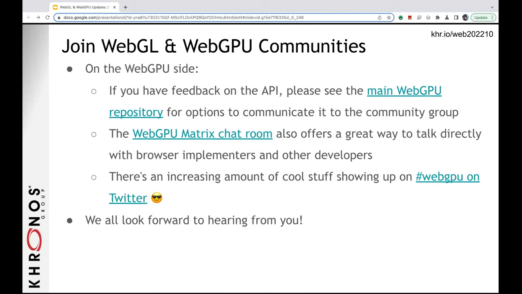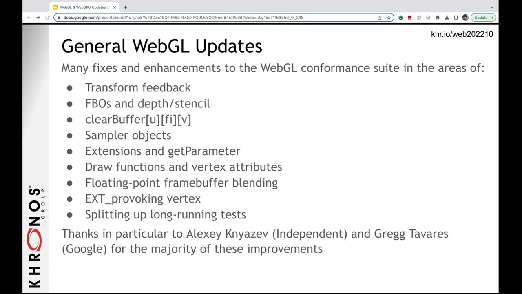Now, on the WebGL side, we have some general updates. There have been many fixes and enhancements to the conformance suite in the past couple of months, especially in the areas of transform feedback, frame buffer objects, how the frame buffer is cleared between frames, handling of samplers, extensions, and what getParameter returns, a bunch of stuff. Also, a bunch of long-running tests were split up into more manageable pieces. Thanks in particular to Alexei Knyazev, who's been affiliated somewhat with Khronos, but is also independent, and Greg Tavares from Google for the majority of these improvements.